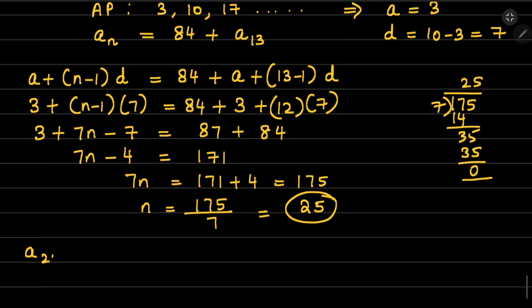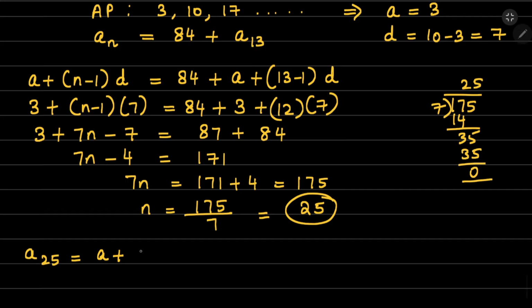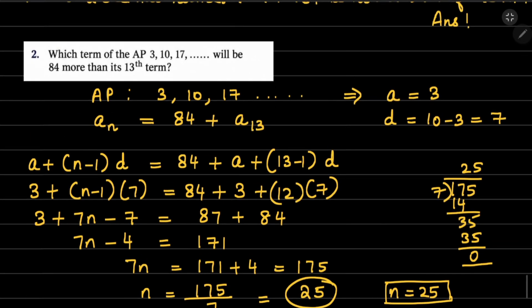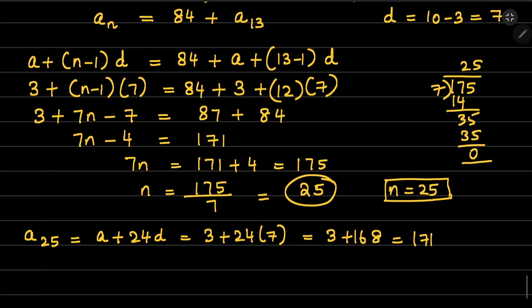Let's find what is the 25th term of this AP. What will be the 25th term? It will be a plus n minus 1 into d. N is 25, so 25 minus 1, 24d. What is a here? A is 3 plus 24 into what is d? 7. So we have got n equal to 25. Let us prove that really the 25th term is 84 more than the 13th term, right? So here you will have 3 plus 7 4s are 28, and so on. Okay, you're getting 171 is the 25th term.